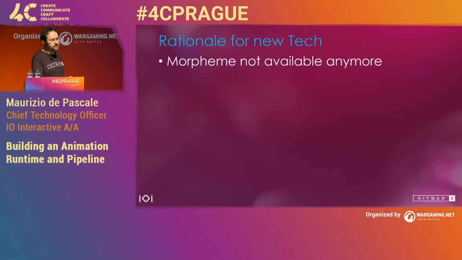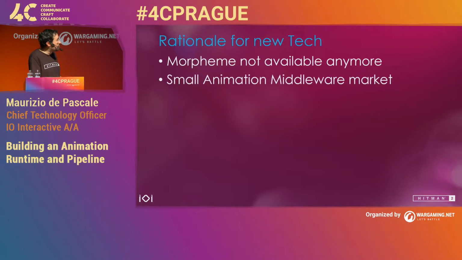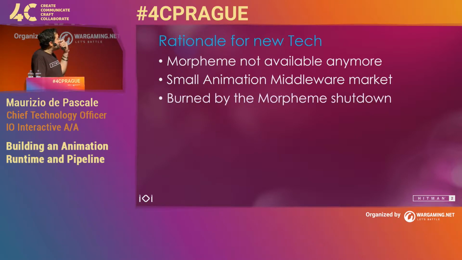There are, of course, multiple reasons for that. One is that our middleware of choice, our previous choice, was not available anymore. When we looked at the animation middleware market, it also feels like it has been shrinking recently, and many of the previous players have disappeared or been acquired by larger companies. Also, selecting something and then seeing it disappear only a few months later, but still having put engineering effort into it, is something that can really leave a scar. So we really didn't want to have that again.